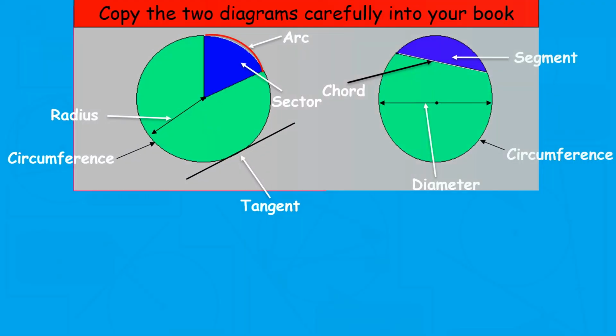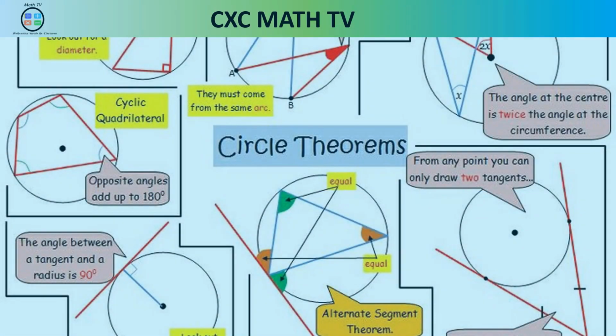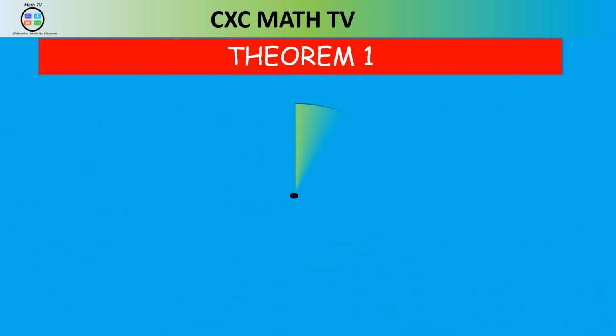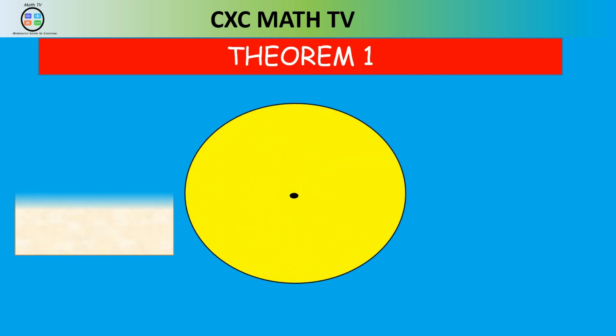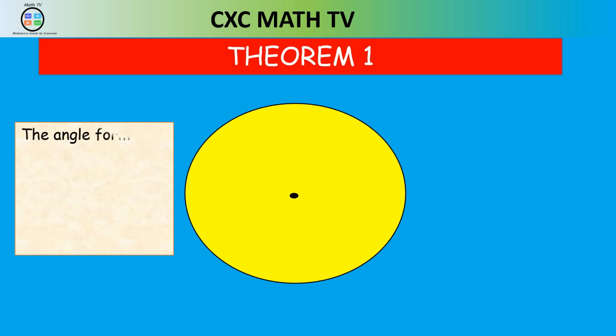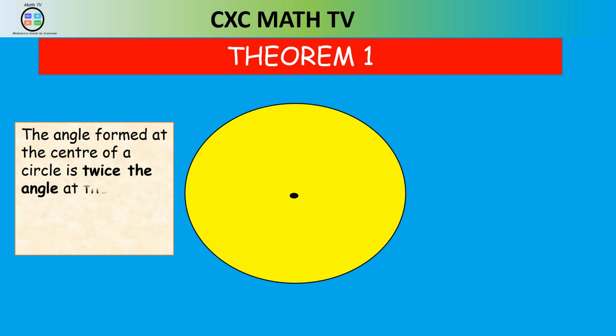Now that we've reviewed the parts of the circle, we can get started into the main topic for today, which is circle theorem. Now theorem number one. Theorem 1 is that the angle formed at the center of the circle is going to be 2 times the angle formed at the circumference of the circle when they're subtended or formed by a common chord.